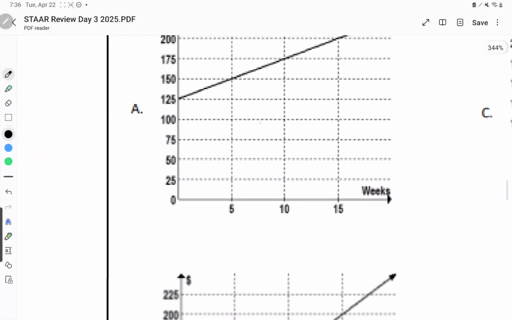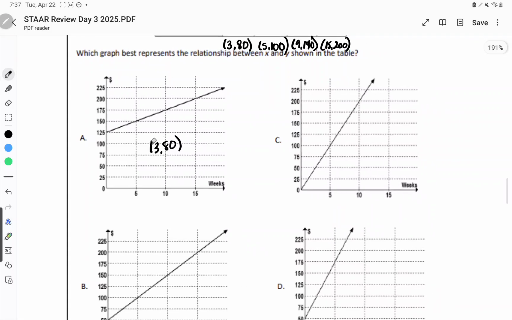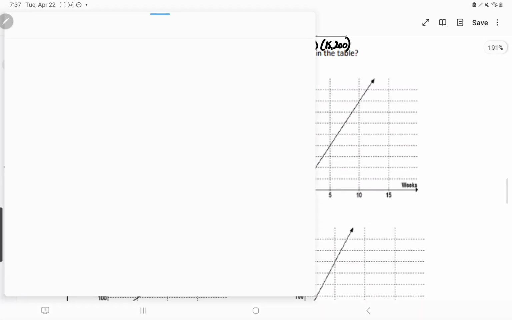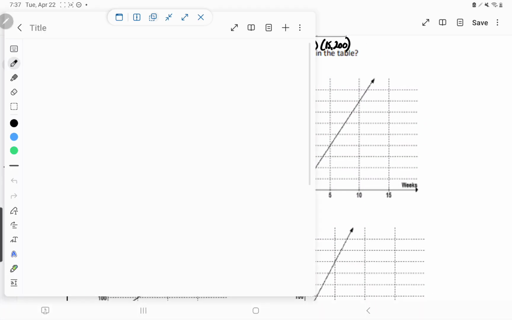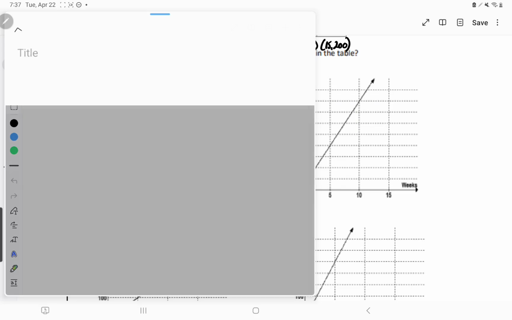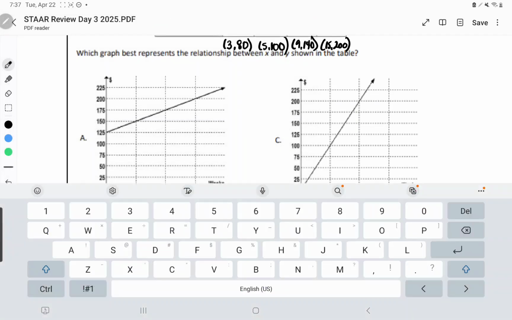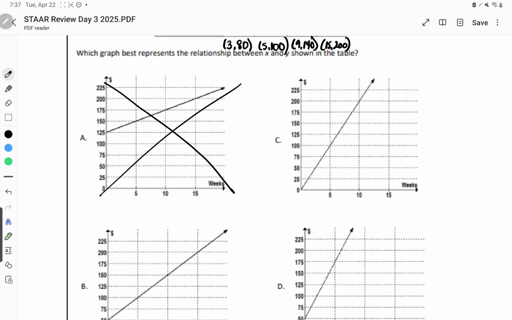The first point I'm looking for is 3, 80. Well, 3 would probably be about right here. So I would go over to 3, and then I would go up to 80, which would be about like right there. And is there a point there? No, so this is not my graph. Okay, sorry about that. All right, so that's not it.